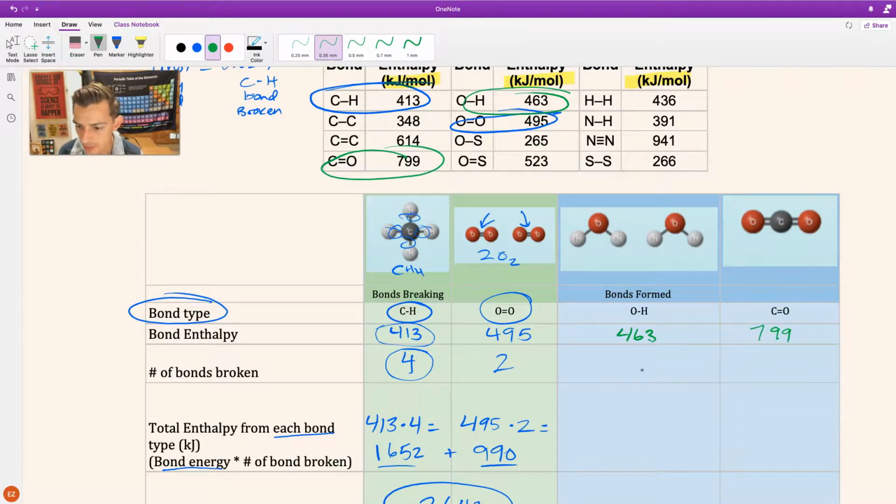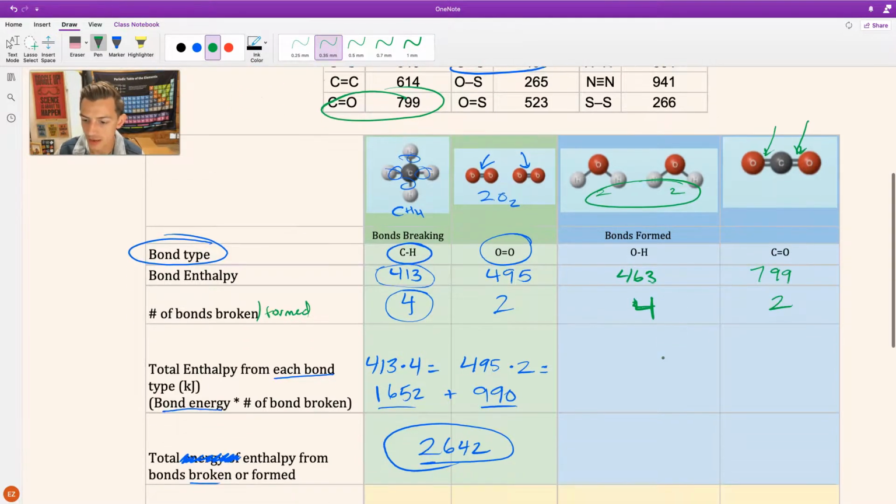Now I'm going to count how many bonds are formed. There are 2 oxygen hydrogen bonds per water molecule. There's 2 in there, there's 2 in there, and there's a total of 2 molecules. So there's 4 total bonds that are broken, or sorry, formed. Now, how many of these CO bonds are generated? Well, there's only 1 molecule, but there are 2 bonds per molecule. So 2.